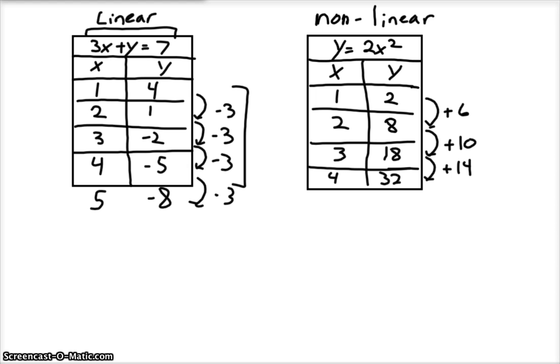However, if we look at this equation, we are changing. We're changed by +6, then we went +10, then we went to +14. It's going to keep increasing, and it's not constant. So that's what makes this nonlinear. I hope that makes sense for you.